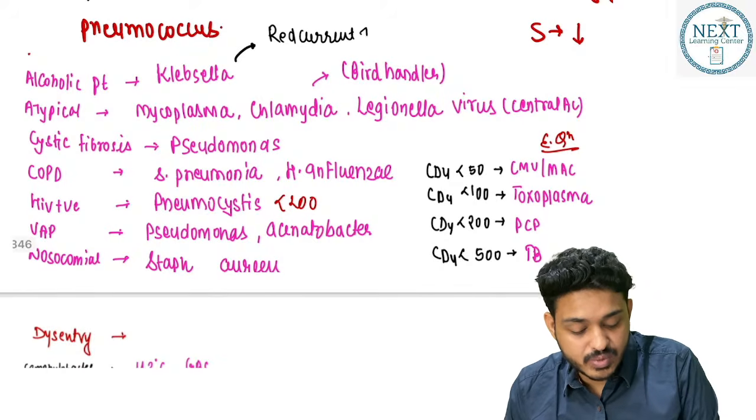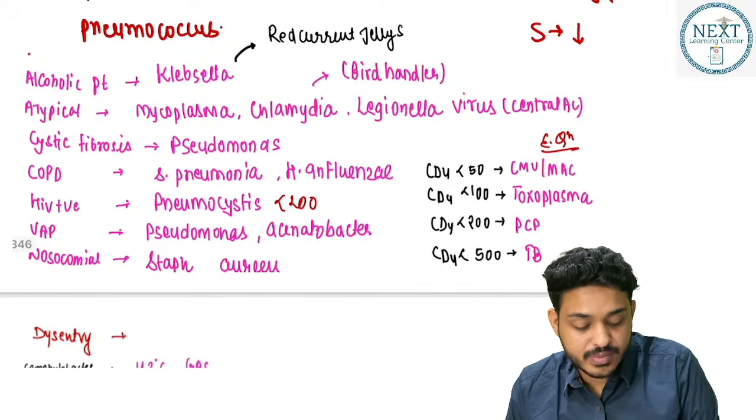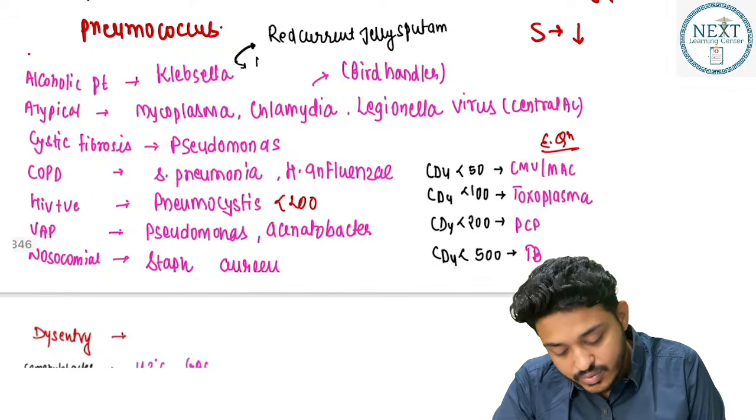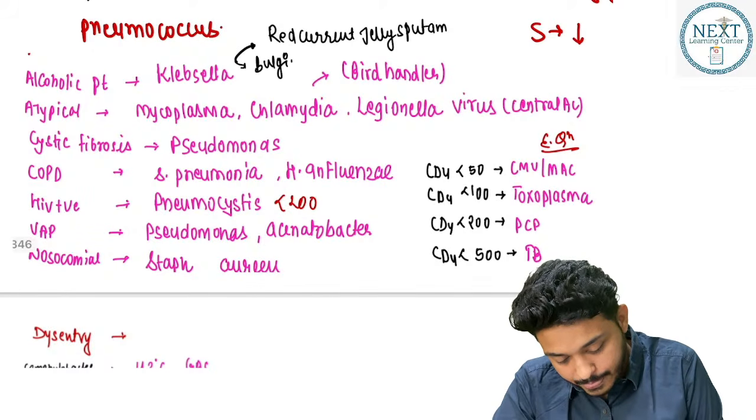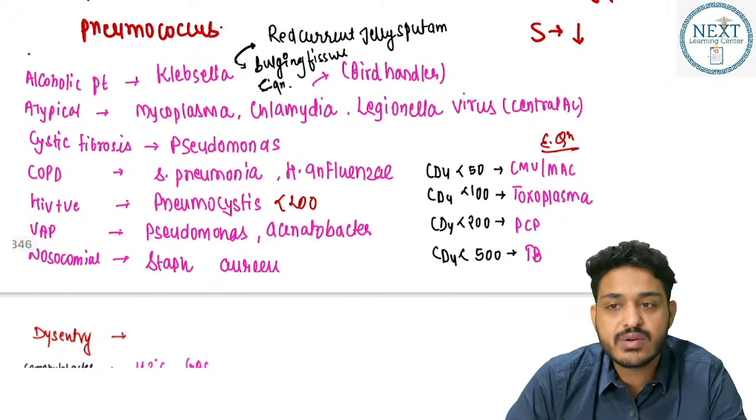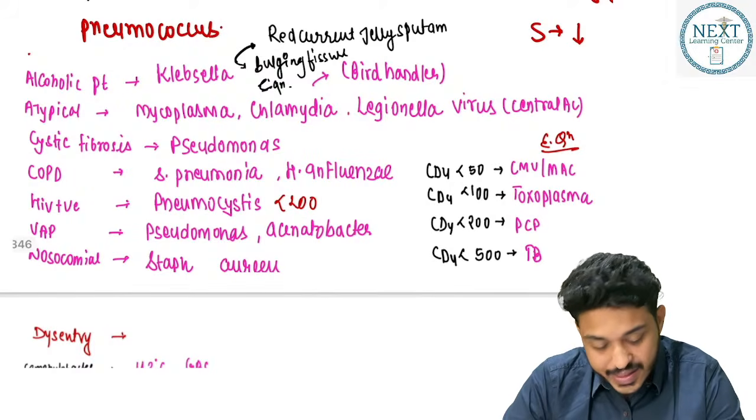Red currant jelly sputum. Where do you find red currant jelly stool, beta? Right, red currant jelly sputum along with bulging fissure sign. This is going to go in favor of Klebsiella pneumonia, right?